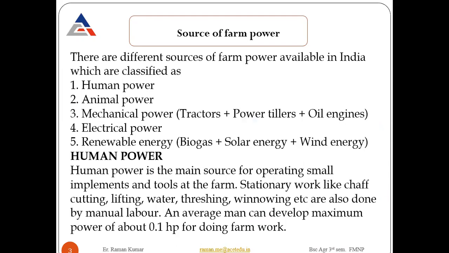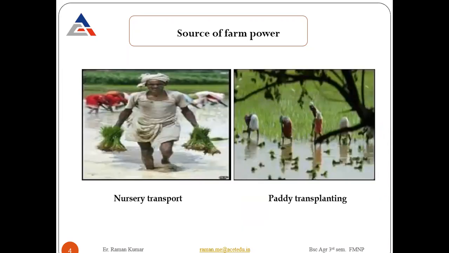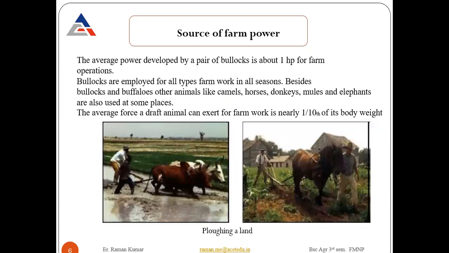So look here. First, I have told you about human power. Human power mostly develops horsepower up to 0.1 HP. And a bullock, look here. This is the bullock. A pair of bullocks can develop 1 HP for farm operation.